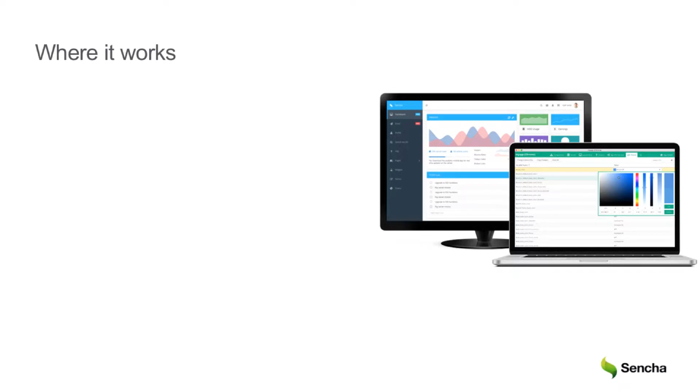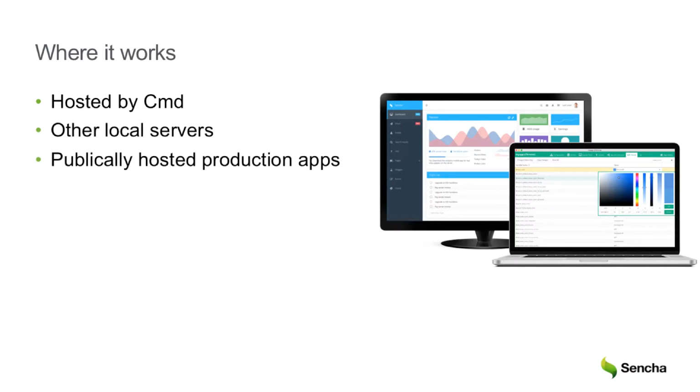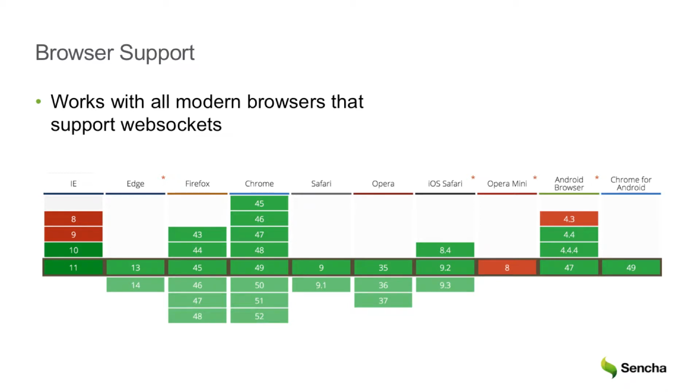This connection works with client applications hosted on your local development machine via Sencha Command, other local servers, or publicly hosted production applications. Sencha Inspector can communicate with applications running in any browser that supports WebSockets. This includes most all modern desktop and mobile browsers available today.